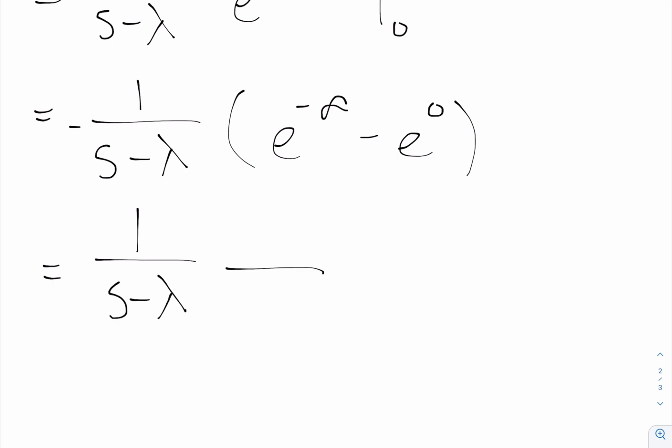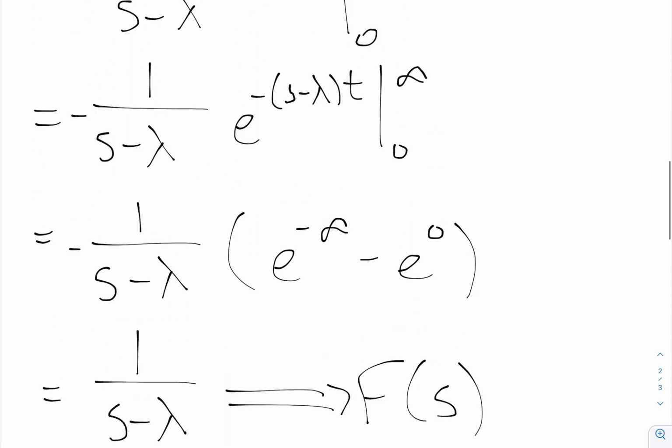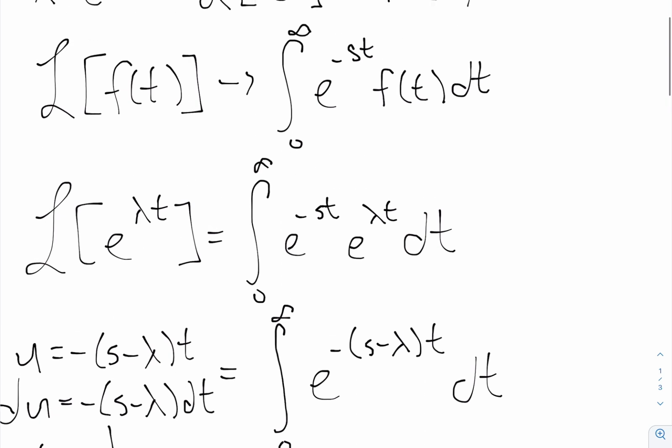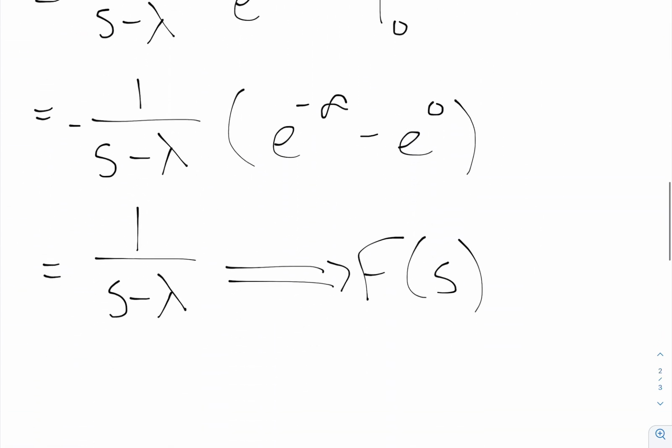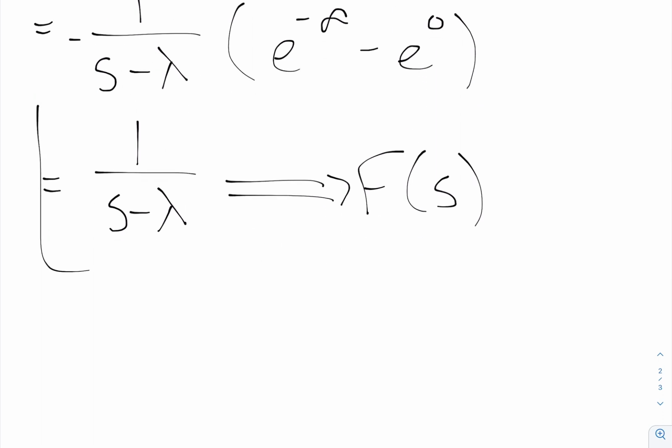Okay, so this is our capital F of s. We successfully transformed the function f of t equals e to the lambda t. Right, we took the Laplace transform of it, and we got 1 over s minus lambda.